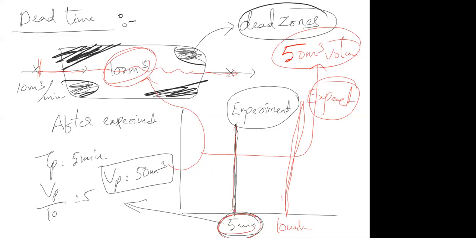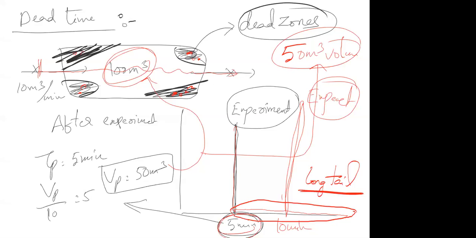Suppose the red particles are stuck inside these dead zones. Then what happens? Some of the red particles which are stuck inside the dead zones will slowly come out like this. A long tail. This long tail indicates you have dead zones. So particles stuck there are coming out slowly. Got it?